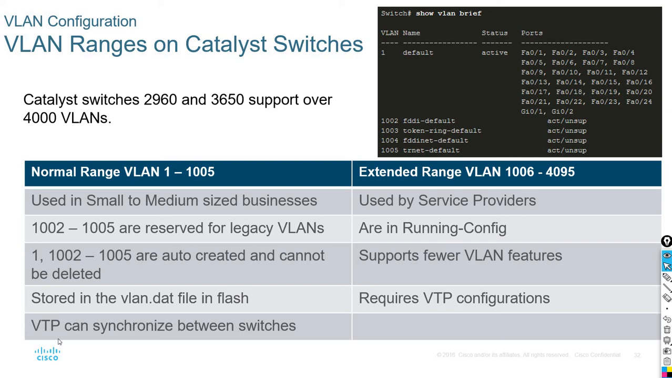VTP can be synchronized between switches. Extended VLANs range from VLAN 1006 to 4095 and are mainly used by service providers. They can run from the running config, support fewer VLAN features, and require VTP configurations here.